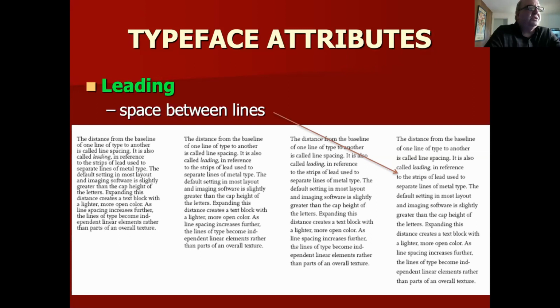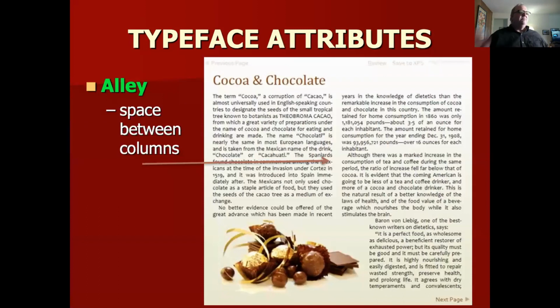So there's a lot of reasons for leading. The primary one has to do with readability, and then you can also have other design considerations as well. The alley is a space between the columns. Okay, so you've got columns of type, two columns of type.